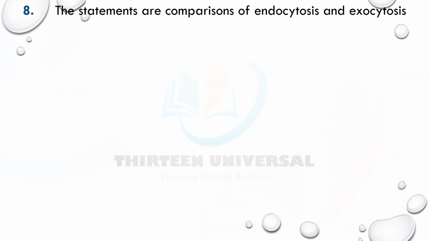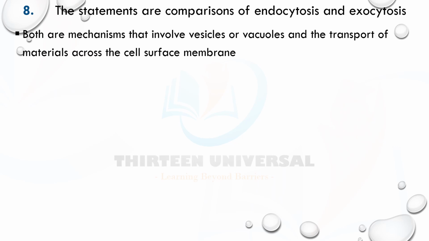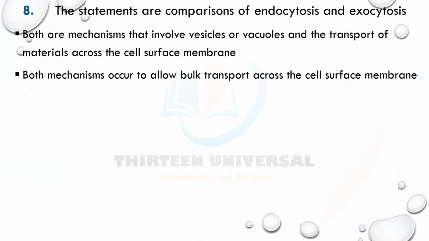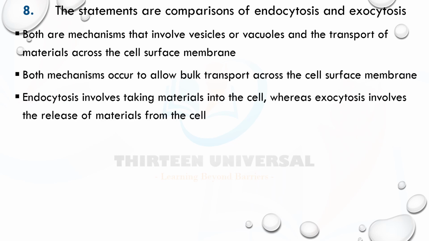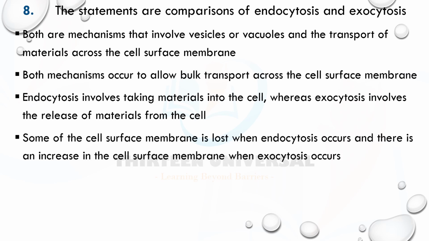The next one says the statements are a comparison of endocytosis and exocytosis. Let's look at it. One, both are mechanisms that involve vesicles or vacuoles and transport of material across the cell surface membrane. Both mechanisms occur to allow bulk transport across the cell surface membrane. Yes, they are involved in bulk. Endocytosis involves taking material into the cell, whereas exocytosis involves release of material from the cell. The next one says some of the cell surface membrane is lost when endocytosis occurs, and there is an increase in the cell surface membrane when exocytosis occurs. The question says how many statements are correct?